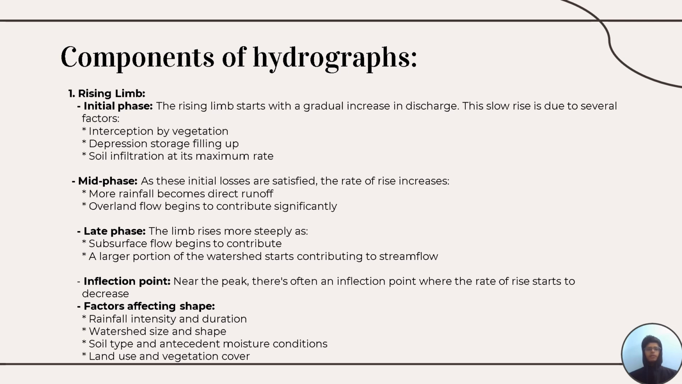Then let us see the factors affecting shape. We have rainfall intensity and duration, then we have watershed size and shape, soil type, moisture conditions, and land use and vegetation cover.